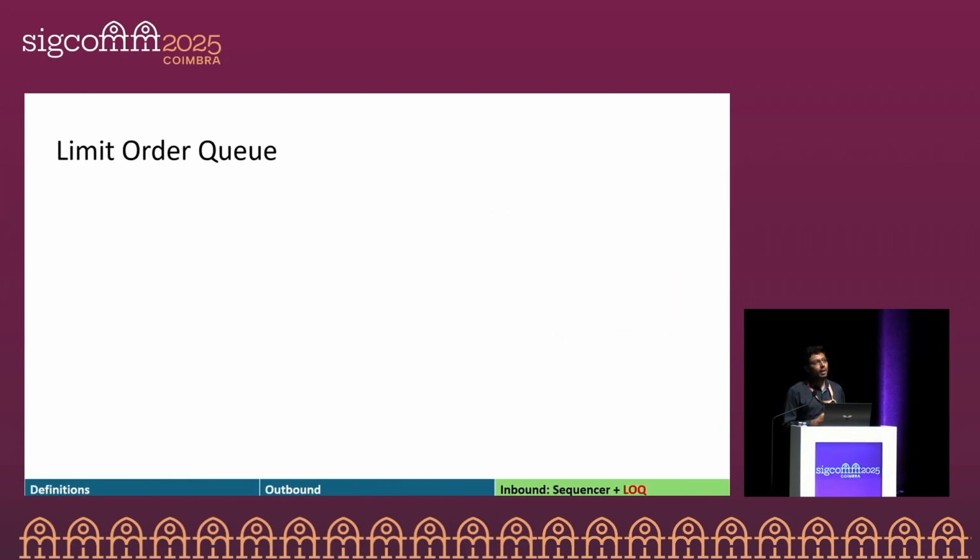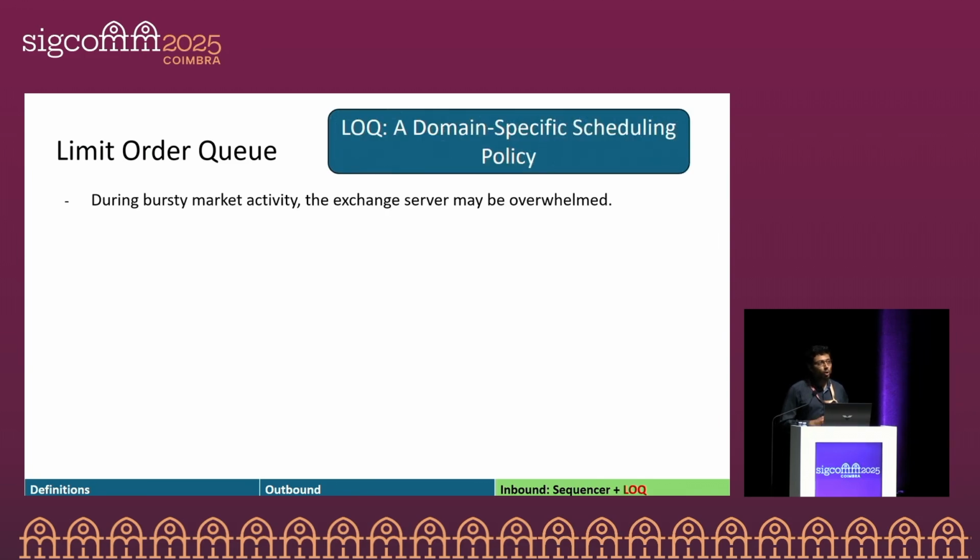This is where the Onyx design includes a component called a limit order queue. The limit order queue is a domain-specific scheduling policy that runs at the proxy nodes and the gateways that allows these nodes to prioritize orders that are more likely to be matched by the exchange server over orders that are less likely to be matched.